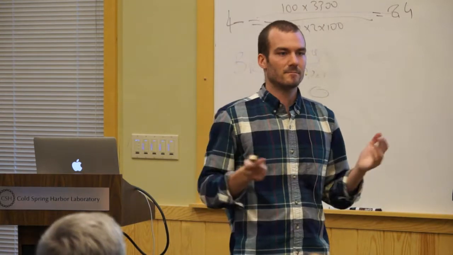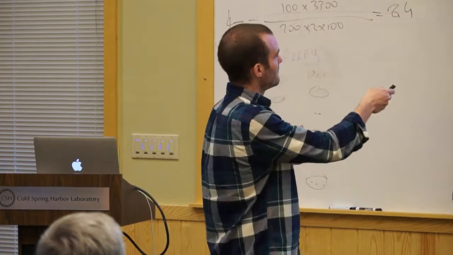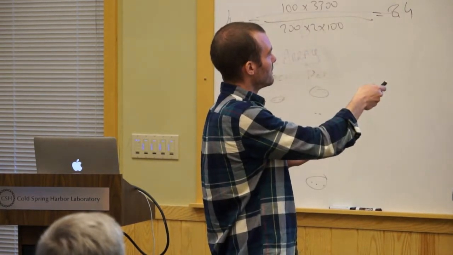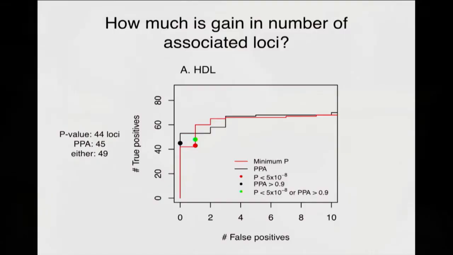Are they the same loci? Yeah, the 45 is a superset of the 44, and the 49 is the sum of both.